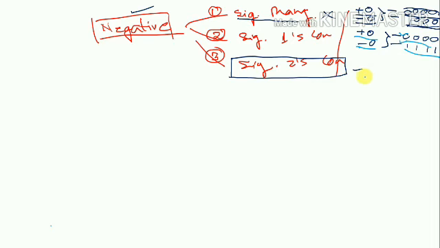But in 2's complement, these things will not happen. Here plus 0 and minus 0 will be represented in the same way, as 0. So that's why this is one reason the sign 2's complement representation is used in the computer system. Clear?